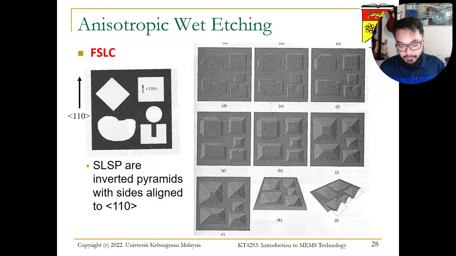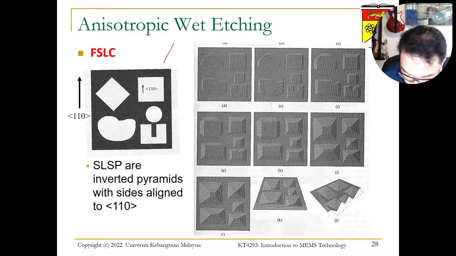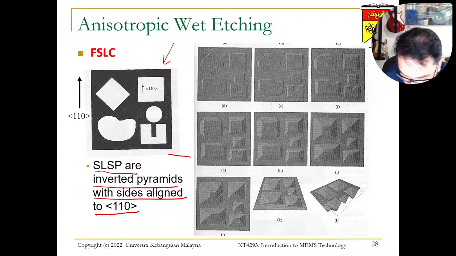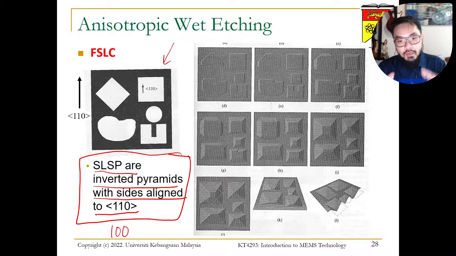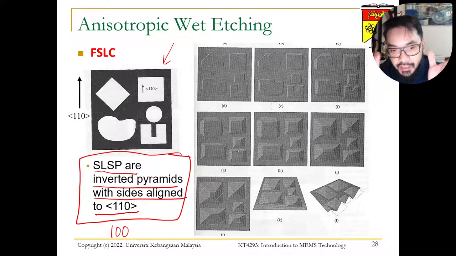So let's look at an example here. Let's look at our mask just now. Let's say our mask has a diamond, a square, an arbitrary shape, and all the other shapes here. In fact, regardless of whatever your shape is, SLSPs are almost always an inverted pyramid with sides aligned with 1-1-0. This is all that you need to remember for a 1-0-0 wafer. Whatever your opening window shape is, if the etching time is long enough, the SLSP is always an inverted pyramid with sides aligned with the 1-1-0 plane.